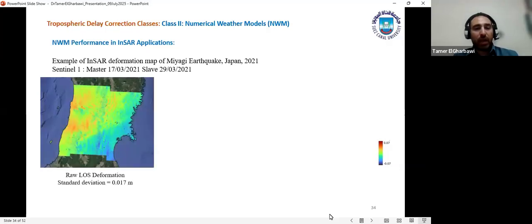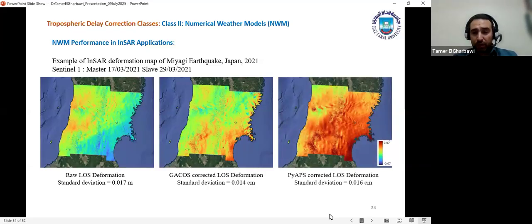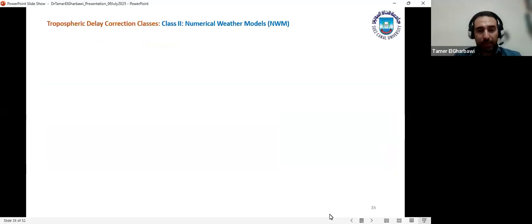And another case we have here is the Miyagi earthquake in Japan, 2021. This is the raw line of sight deformation. It's about 1.7 centimeter of standard deviation. After using GACOS, it reduced to 1.4. After using PyAPS, it becomes 1.6. So we can see here that the performance of GACOS is better than PyAPS, but both improve the correction of the atmospheric delay.